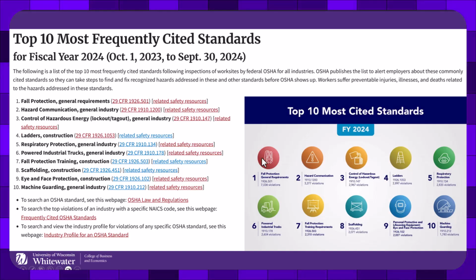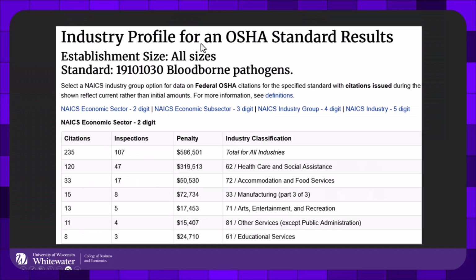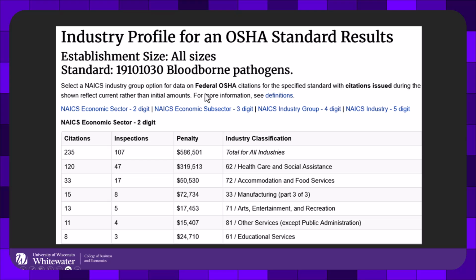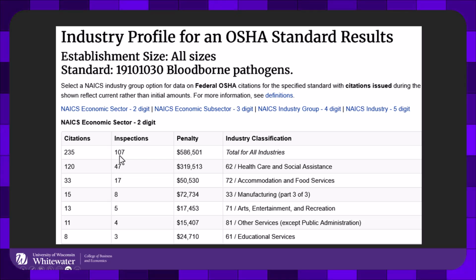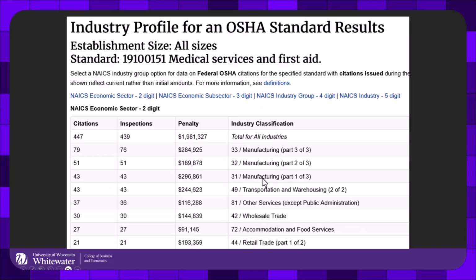So bloodborne pathogens, first aid, heat stress, none of them fall under the most frequently cited standards. But when we narrow it down a little bit, yeah, indeed, bloodborne has been cited over 100 times. And we had talked about that primarily in healthcare. You can see they have the lion's share. Secondarily would be food service. I think that's kind of interesting.